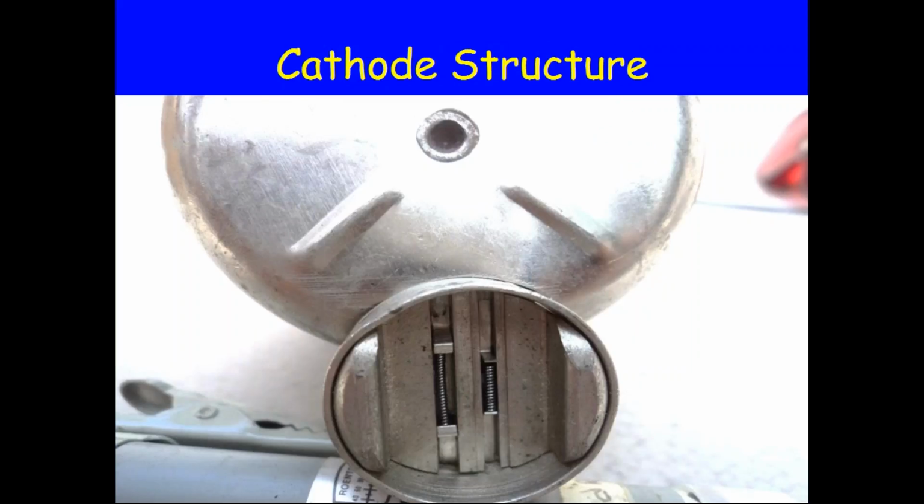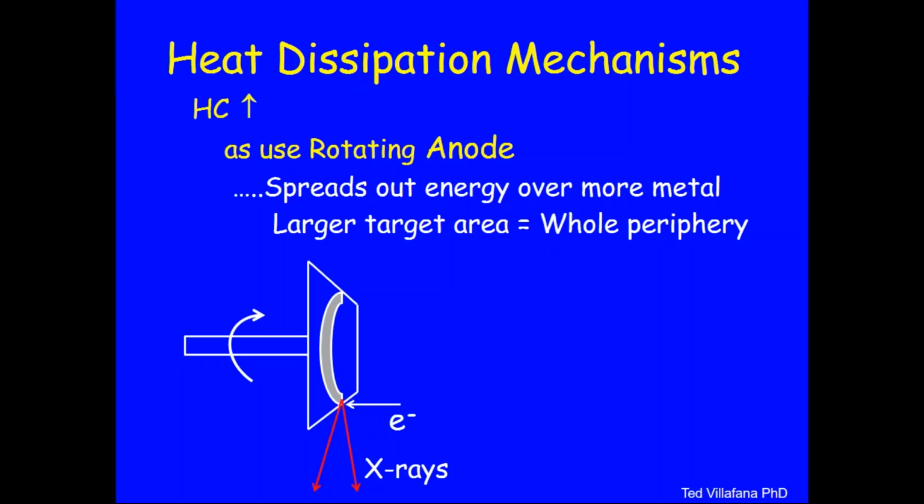Okay, here's a bigger view of the cathode filament structure. As we just showed, you have your filaments down here, small and large focal spots, but then this is connected to the cathode structure, which then is connected to the electrical supply that feeds the system.